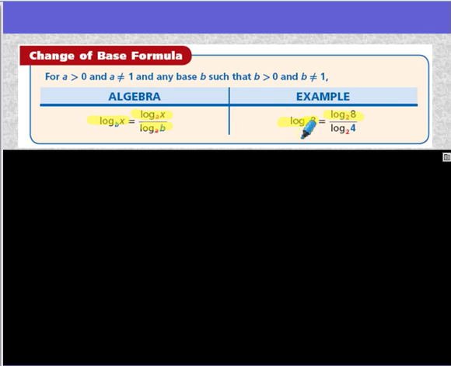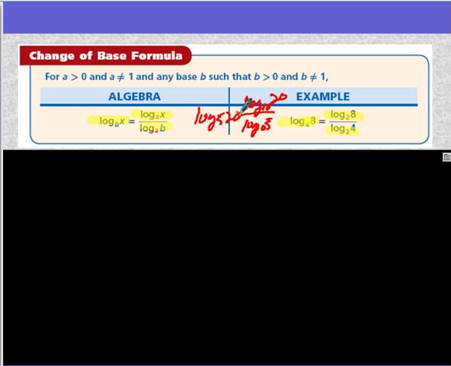If we have log to the base 5 of 20 and we want to put it in our calculators, we're going to say log to the base 10, which is the default, of 20 over log to the base 10 of 5. So in our calculator we would just put log of 20 over log of 5. And that's why this is very useful.